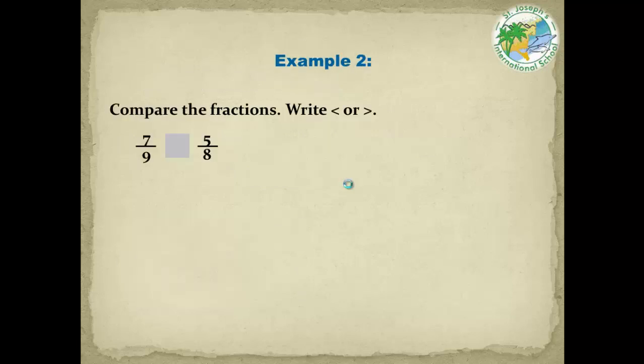We studied this lesson before. Compare the fractions, writing less than or more than: 7 over 9 and 5 over 8. Now, do we have equal numerators? Of course no. Equal denominators? Of course no. Then, which step do we use? The LCM of the denominators 9 and 8 is 72. We should make equivalent denominators before we start to compare different fractions.